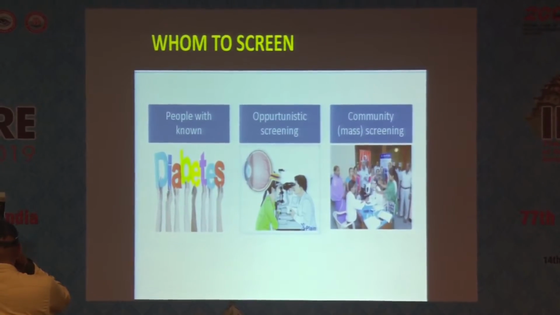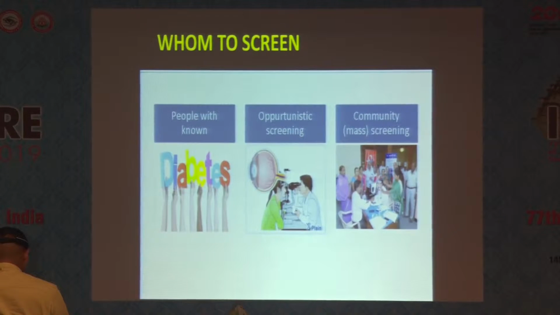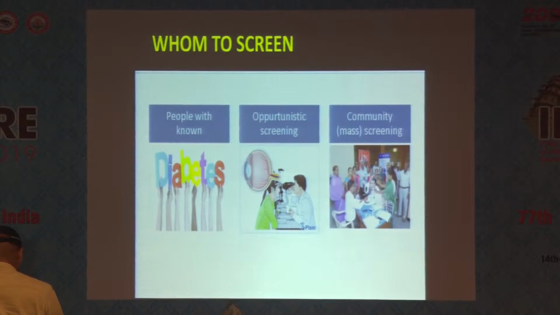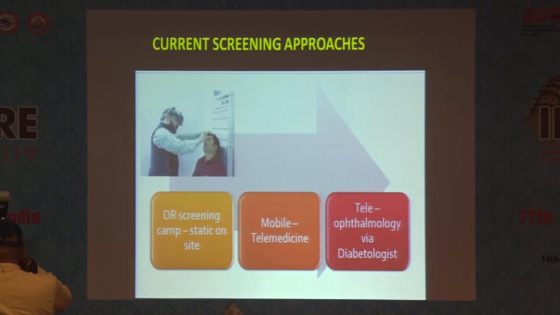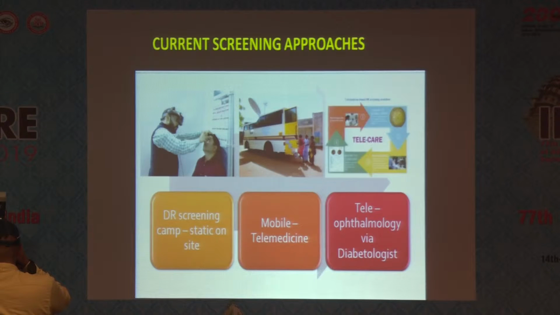Next is the opportunistic screening, which is the best approach, where we screen all patients attending our OPD for diabetic retinopathy, and next is the mass screening or the community screening. The current scenario in India is the static site, the mobile vans, as has been shown earlier, and the teleophthalmology or the artificial intelligence, as has been described by my previous speakers.